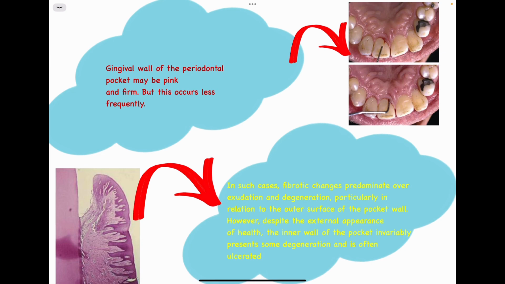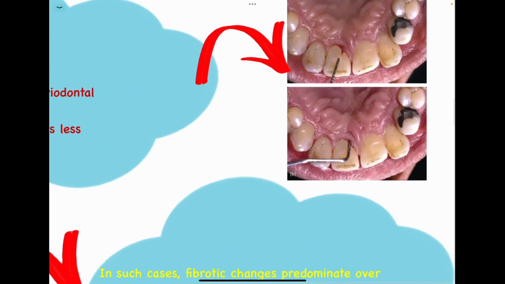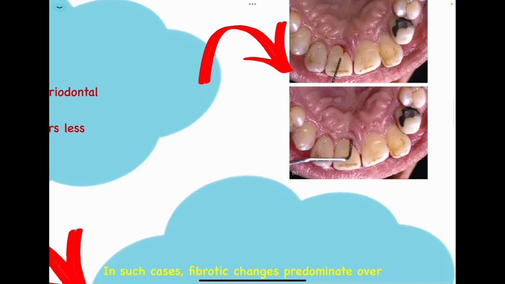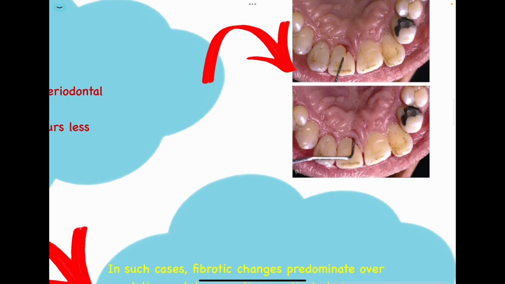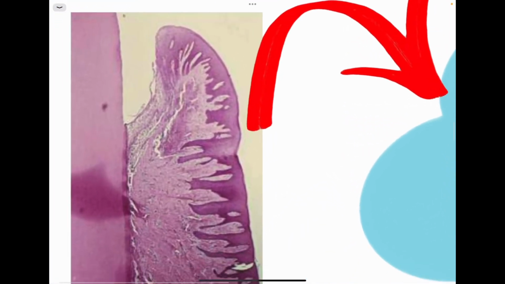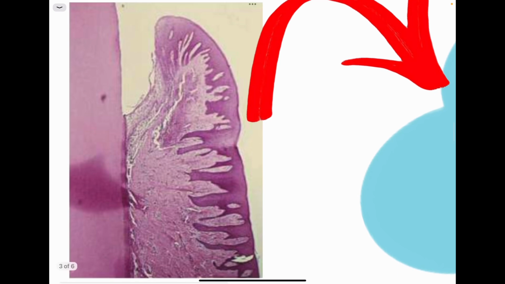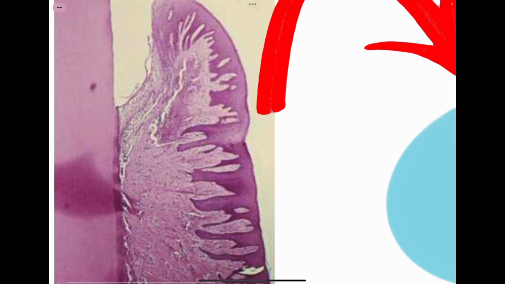Here in this case we can see the wall is firm as compared to the previous case, but if you correlate it with the histopathological features, we can see there is a large amount of ulceration occurring and also a large number of fibroblasts seen. Because of the increase in the number of fibroblasts, the fibrotic changes are more predominant as compared to the inflammatory changes here.